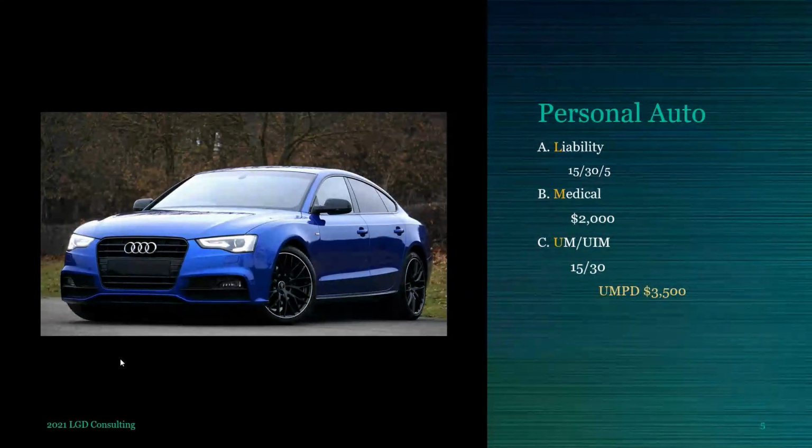We're not covering the car. So always remember that for the test. UM, or uninsured motorist, or UIM, which is underinsured motorist, only covers the people. It doesn't cover damage to your car if someone without insurance hits it. We'll get to that in a minute.